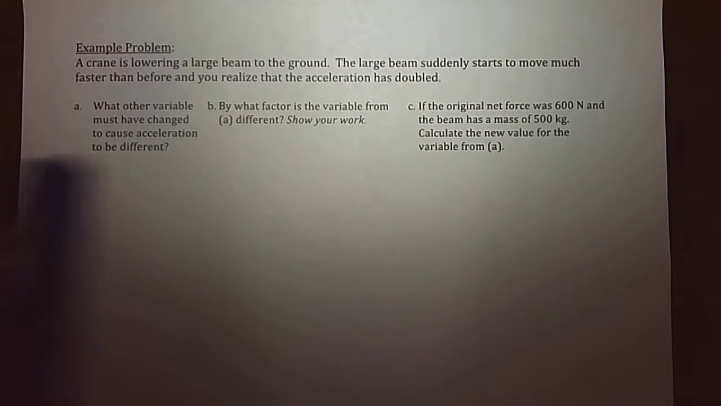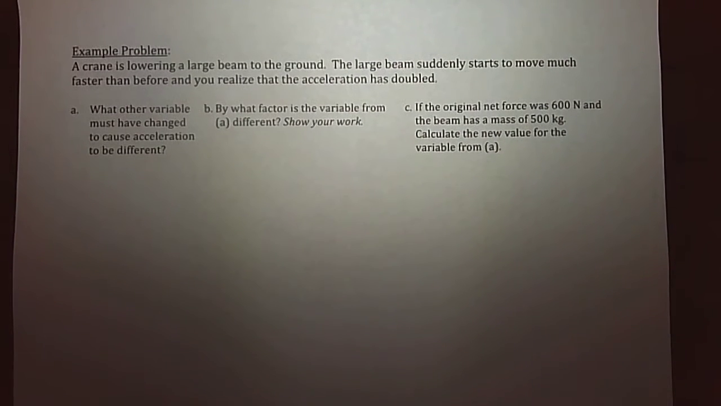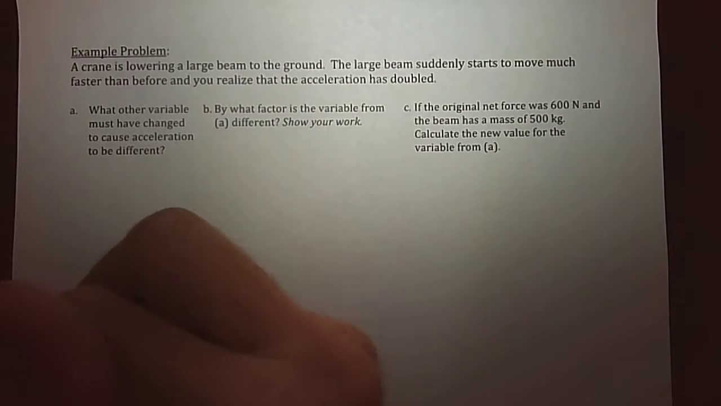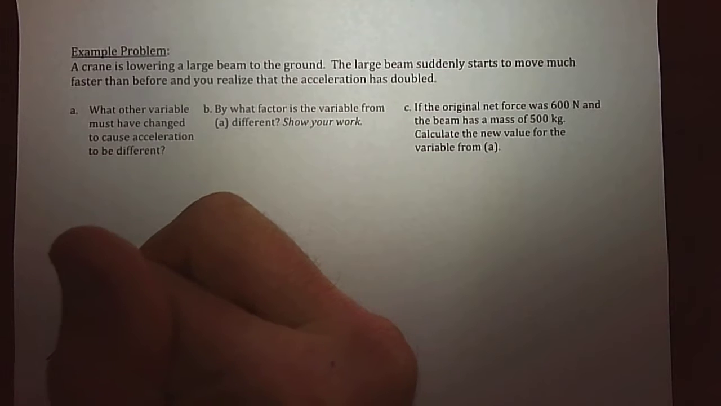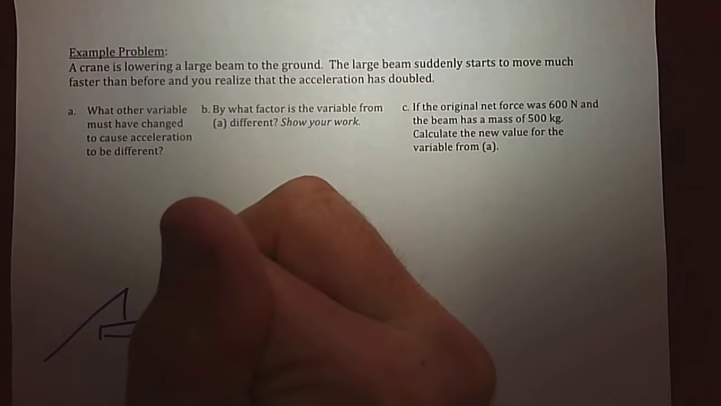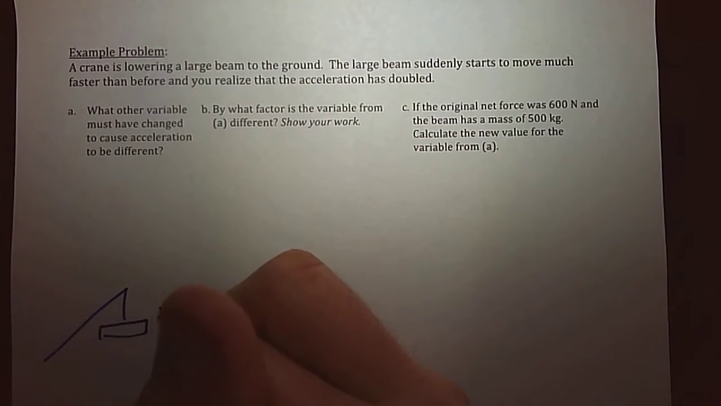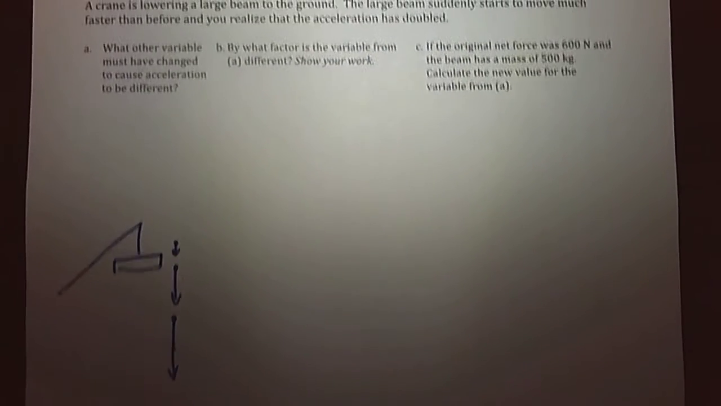Alright, so let's look at just an example problem. A crane is lowering a large beam to the ground. The large beam suddenly starts to move much faster than before, and you realize the acceleration has doubled. So you don't have to draw this out, but I think it could always be helpful. Here's our crane, here's the beam, and we know that it's increasing speed, so I'm going to draw my motion map right here, showing that it's increasing speed. So that's my situation.